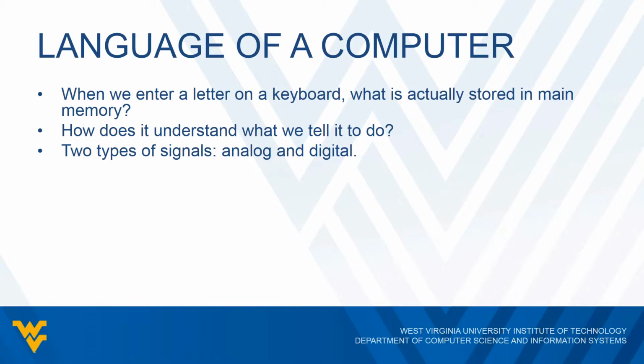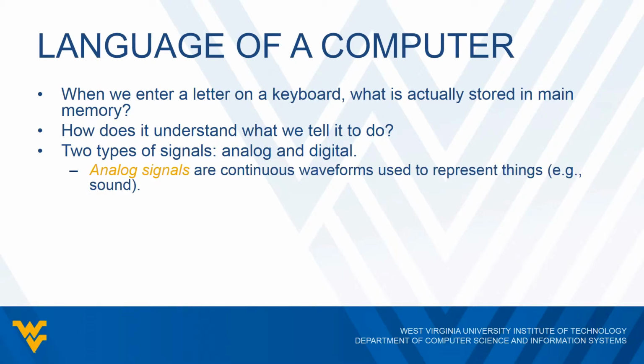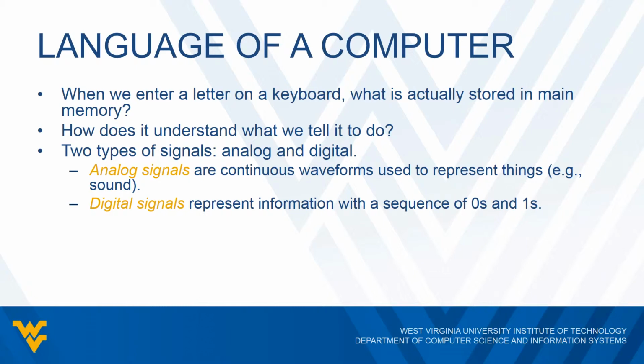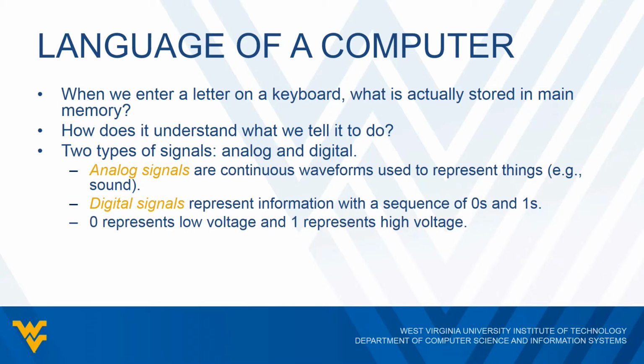But before we answer that question, we need to understand that there are two types of signals out there. There are analog signals and digital signals. Analog signals, we can think of them as this continuous waveform, and they're used to represent different things. Sound is one such example of an analog signal. Now, digital signals represent information with a sequence of zeros and ones. Here, 0 would represent low voltage, and 1 would represent high voltage. So a computer would use digital signals. I mean, it doesn't make sense that we use analog signals.